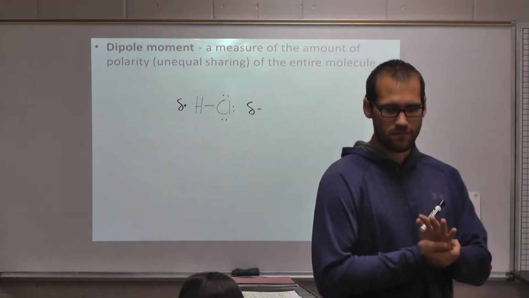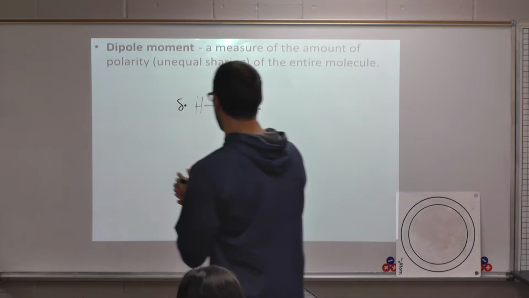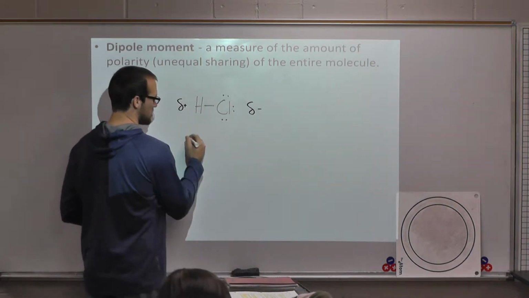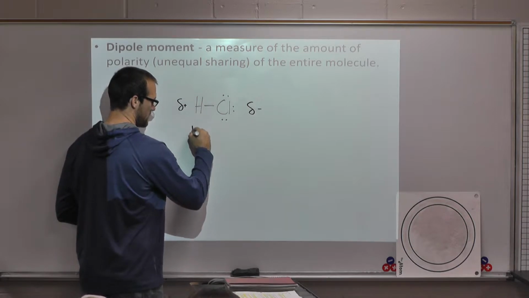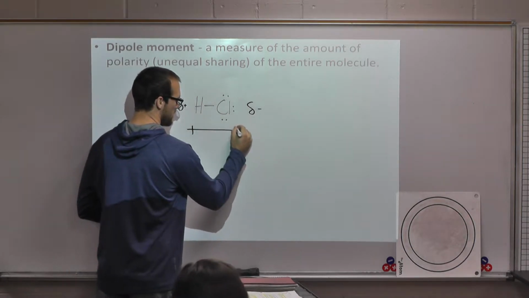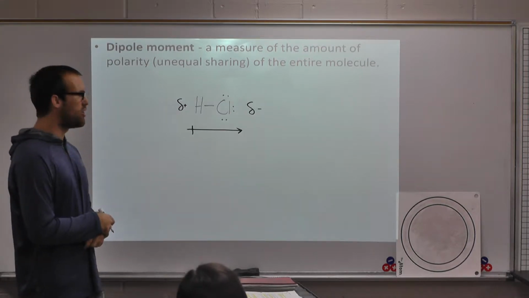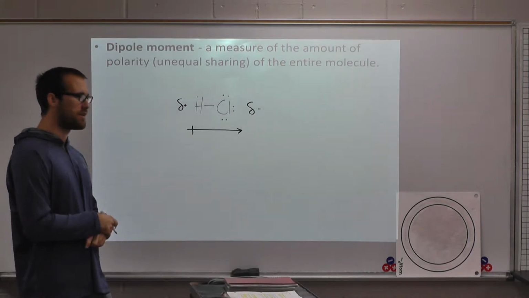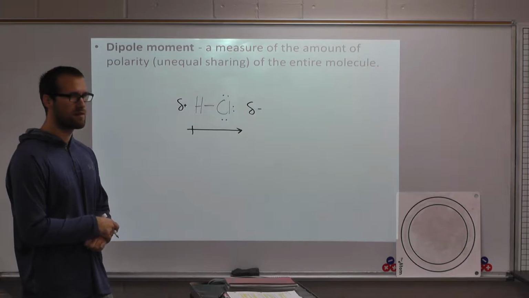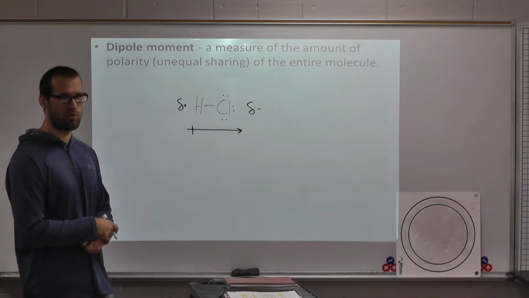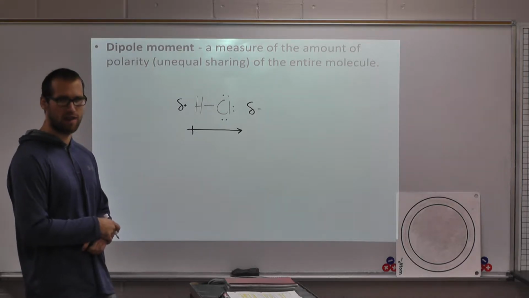Okay? So what a dipole moment is, it looks like this. I'm going to show the dipole moment of this, and I'm going to explain it in a second. So that's what the dipole moment looks like. The arrow points to the right. Why do you think? That's where the electrons are pulled. Okay, that's where the electrons are being pulled. So your dipole moment is typically going to be pointed towards your more electronegative element.